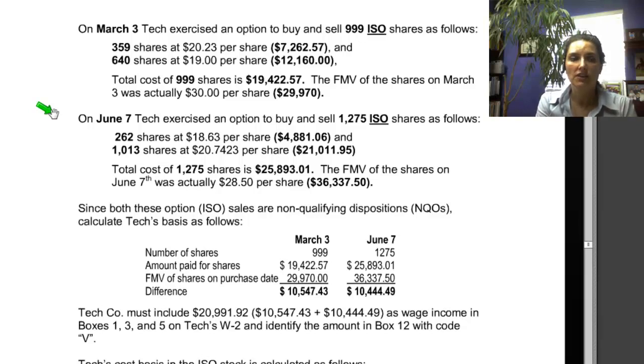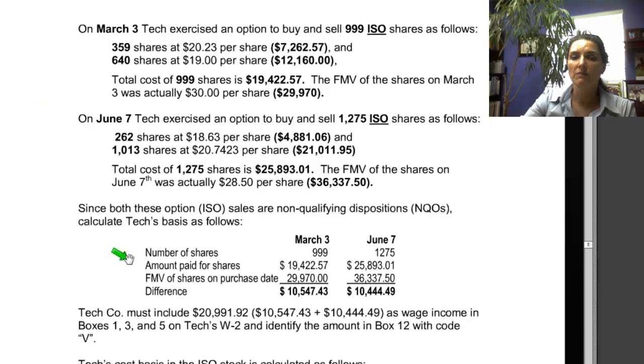Then, on June 7, Tech exercised an option to buy and sell 1,275 ISO shares as follows. 262 shares at $18.63 a share and 1,013 shares at $20.7423 per share. So the total cost of 1,275 shares to Tech employee is $25,893.01. But the fair market value of those shares on June 7th was actually $28.50 per share, or $36,337.50.